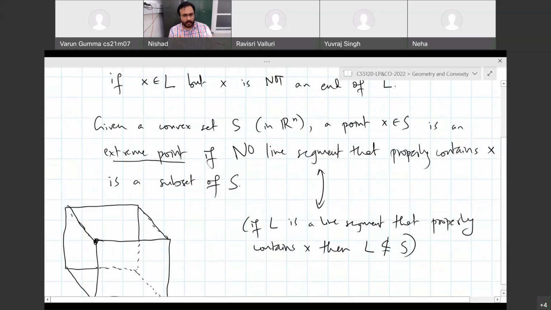And another way to think about it, which is exactly equivalent to this definition that I would like you to convince yourself, is it's the same as saying that the extreme points are precisely those points that cannot be expressed as a proper convex combination of two distinct points in the same set, right? Supposing you can draw such a line segment that contains x and is contained in the set, then you can write the point as a convex combination of the two ends of that line segment. Okay, so these two statements are the same.